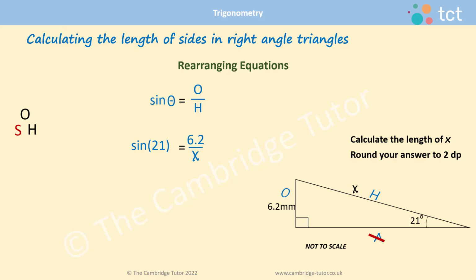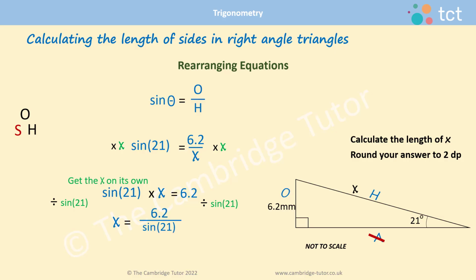Remember, you need to multiply the numerator by the denominator to cancel out the division. So times that by x, times the other side by x. You'll now have the sine of 21 times by x is the same as 6.2. Now get x on its own. You need to cancel out the multiplication. So using division, divide by the sine of 21 on both sides. You now have x on its own, and on the other side 6.2 divided by the sine of 21.